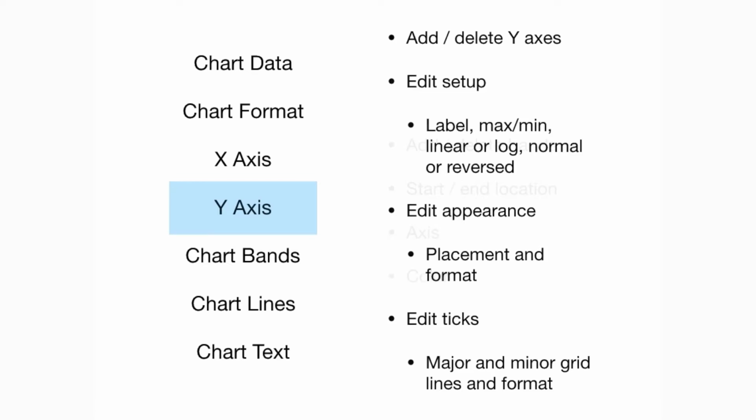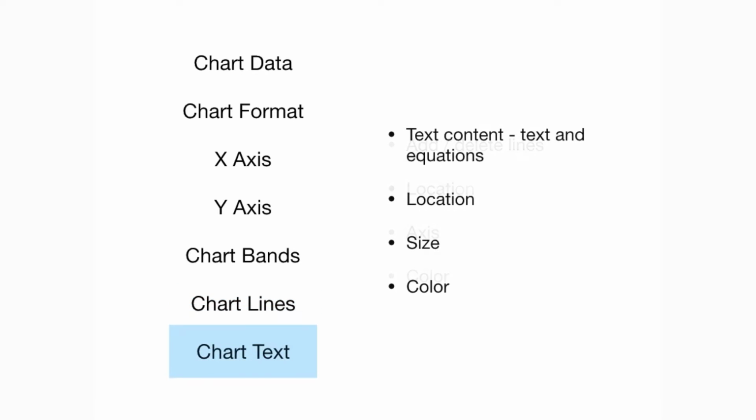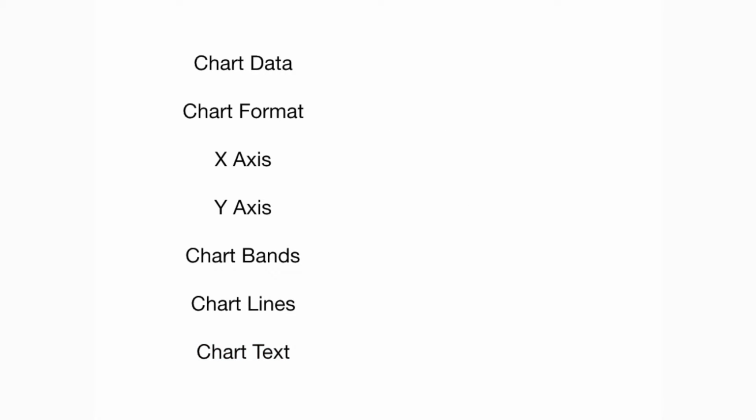For the bands, you can add and delete instances of a band, set where they start and end, set the axis they lay on, and their color. The lines option lets you do the same thing with lines, just add and delete them, set their location, the axis they lay on, and the color. And the text option lets you add text, and within those texts you can embed equations as well. You set the location, the size, and the color of the text objects here.